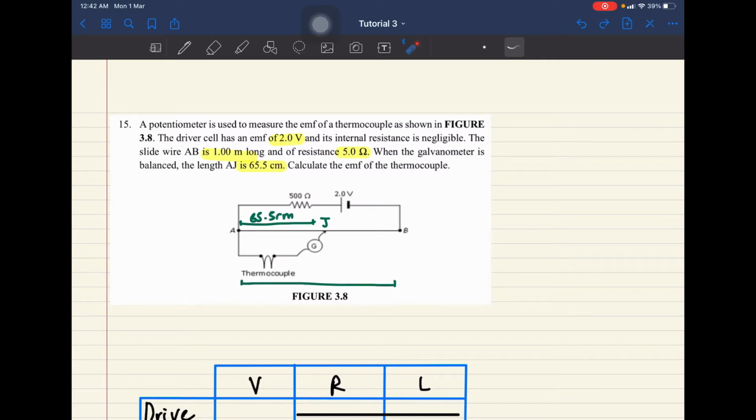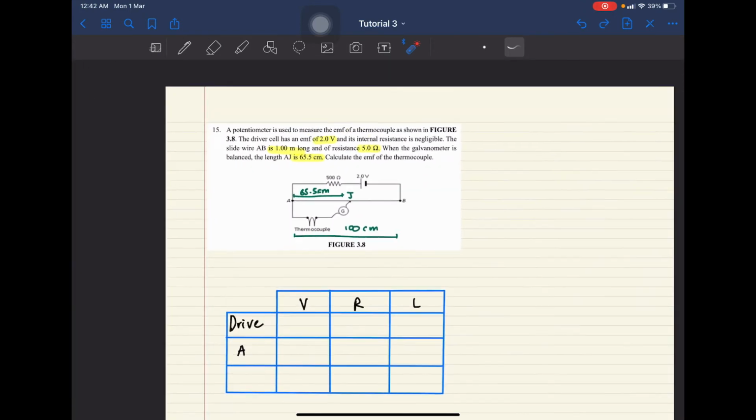And then the whole length AB is actually 1 meter long. I changed everything to cm. Obviously you can use meter, but if you use cm, because this is basically a ratio, you still get the answer, but the final answer will be in cm. So I'm going to leave it in cm in this case.